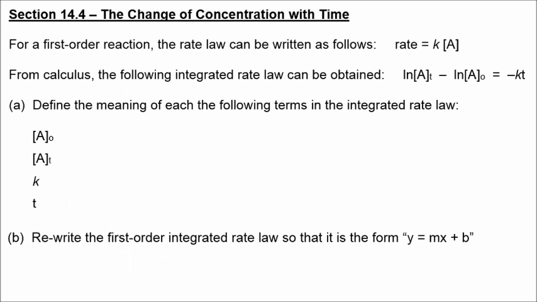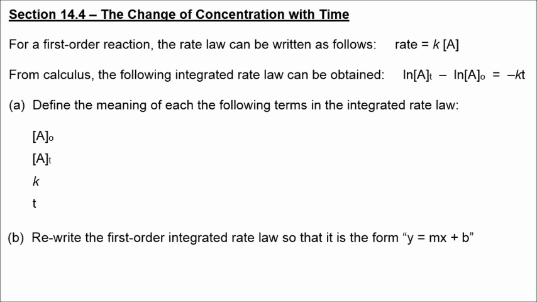Section 14.4, the change of concentration with time. For a first order reaction, the rate law can be written as follows. Rate equals K times concentration of A. From calculus, the following integrated rate law can be obtained: the difference between the natural log of the concentration of A at time t minus the natural log of the initial concentration of A equals negative Kt.